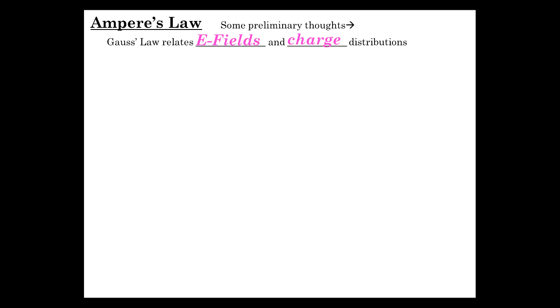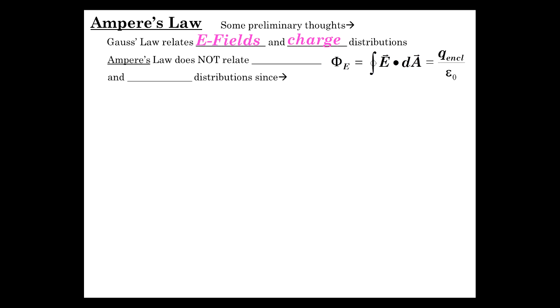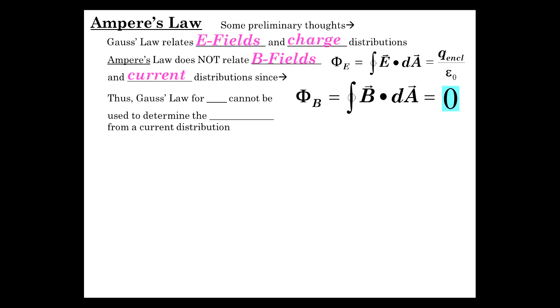electric fields and charge distributions. Remember, we had electric flux is the closed integral of E dot dA, which is Q enclosed over epsilon 0. Rolls off the tongue. Now, Ampere's law, as we study magnetism, does not relate magnetic fields and current distributions in an analogous way because the magnetic flux, being the closed integral of B dot dA, since you don't have any magnetic monopoles, any flux into a surface also goes out. So we saw that that's zero.